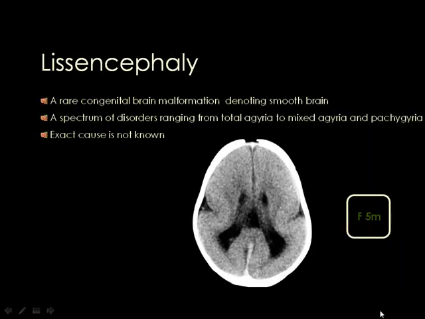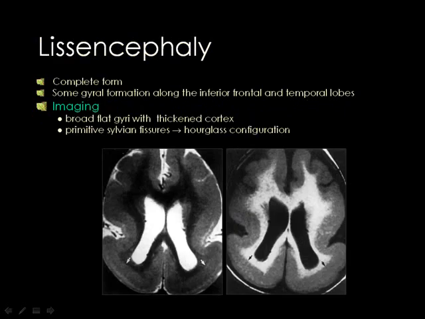Then the lissencephaly, which means agyria. There are no sulci on the surface of the brain, or what we call the smooth brain. The smooth brain only shows the sylvian fissure, which is very short and vertically oriented, giving the brain the figure of 8 configuration, or the hourglass configuration. And you see, considering these small fissures, the hourglass configuration of lissencephaly.